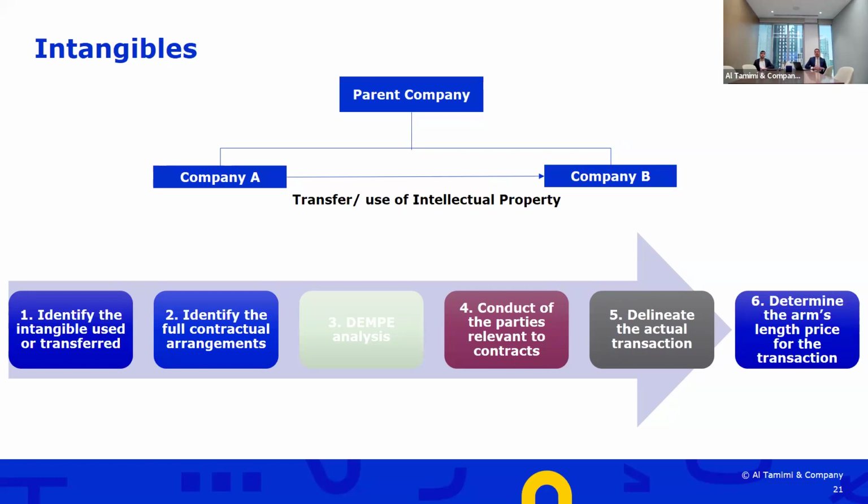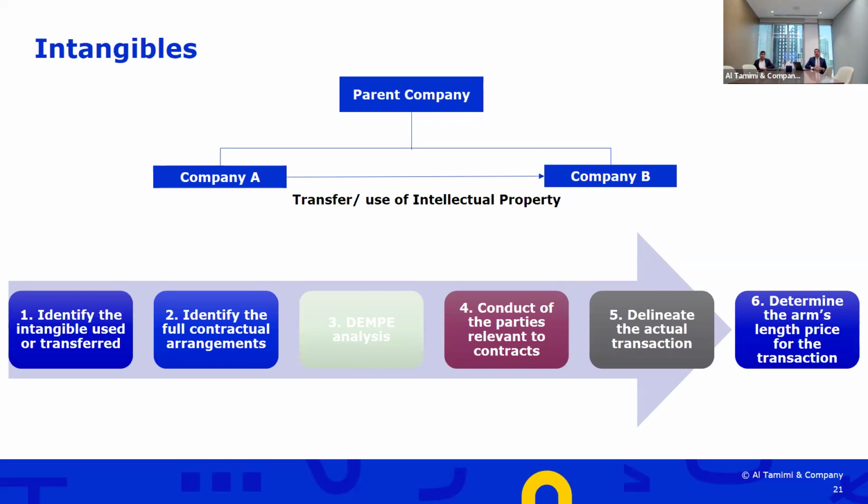The first step is basically to identify the intangible used or transferred. The second is to find out what the contractual arrangements are around this transfer or use of intellectual property. The third step is the DEMPE analysis. DEMPE stands for Development, Enhancement, Maintenance, Protection, and Exploitation. It is basically a framework designed by the OECD to allocate the economic ownership of the IP to the relevant parties, so it is about the allocation of the economic returns of the IP.